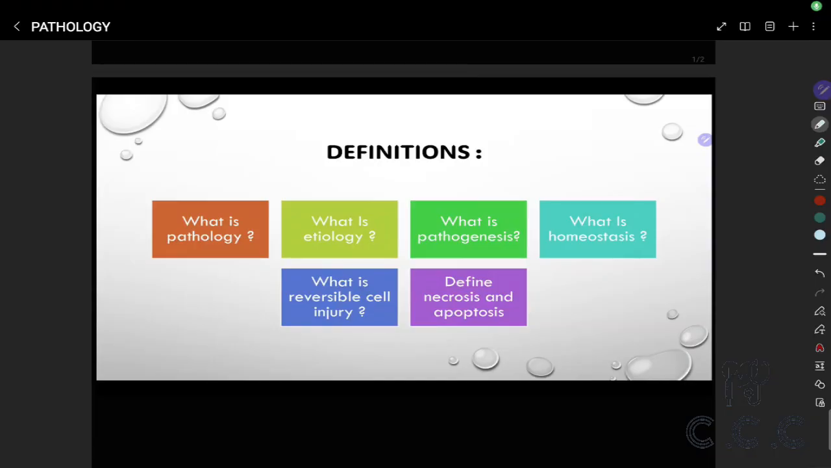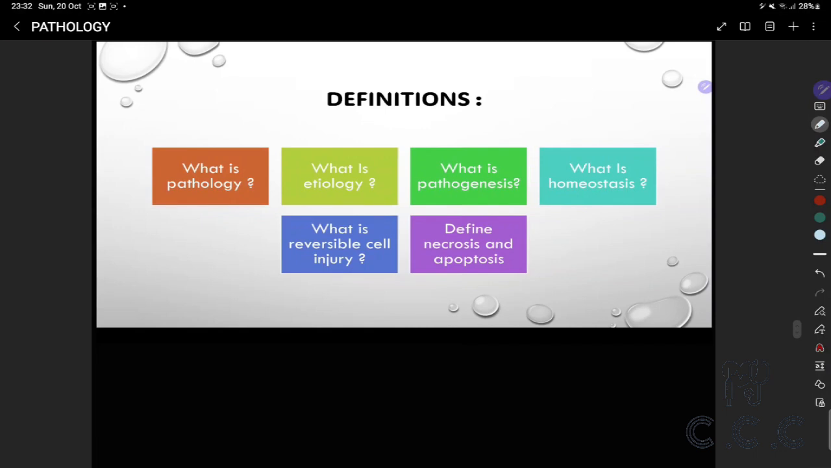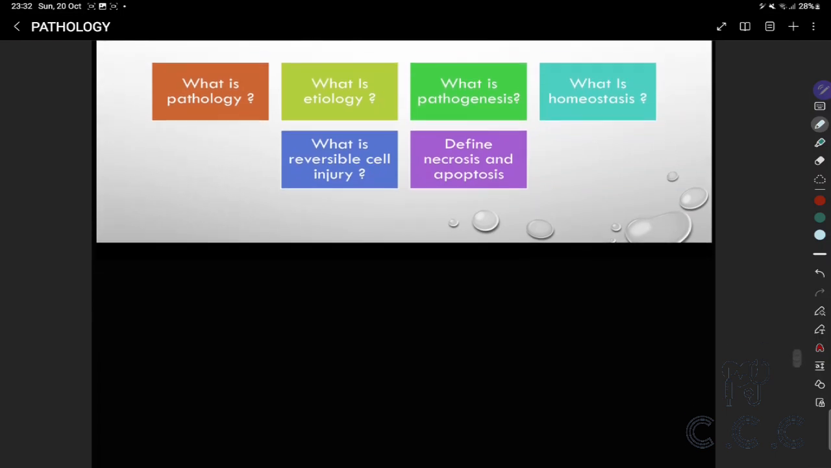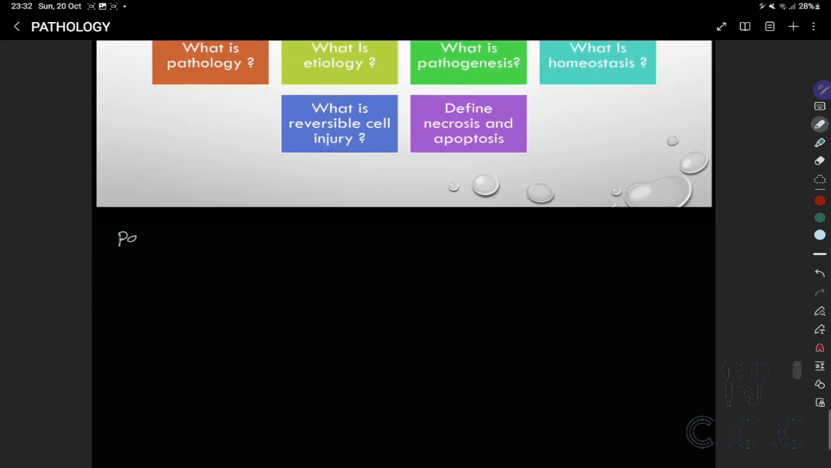Basic definitions we are going to be looking at right now include: what is pathology, secondly what is etiology, thirdly we are going to be looking at what is pathogenesis, what is homeostasis, what is reversible cell injury, and the definition of the concept of necrosis and apoptosis. First of all, we are going to go with pathology.